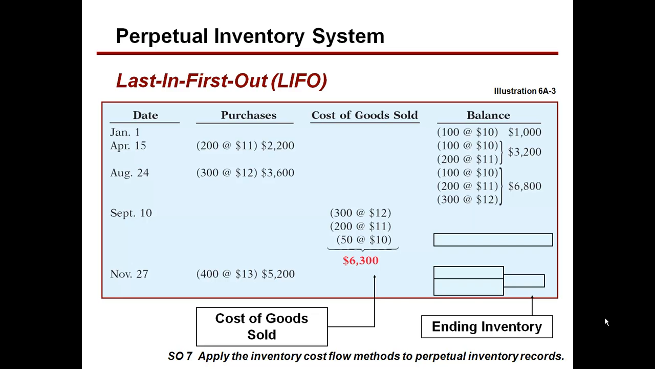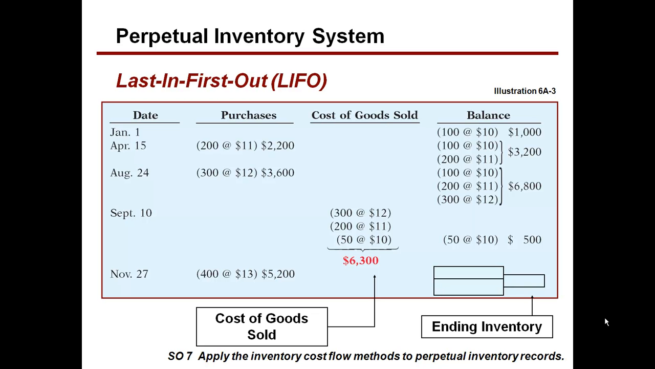What's our ending inventory balance at September 10th? Well, we've assumed we've wiped out the last layer and the second layer, so all we have is 50 units of the first layer at $10, or $500. Note that under the LIFO assumption, if the most recent costs are assumed to go out the door in terms of cost of goods sold, the earlier units stay in inventory, and so therefore the ending balance under LIFO assumptions is lower than it was under FIFO.